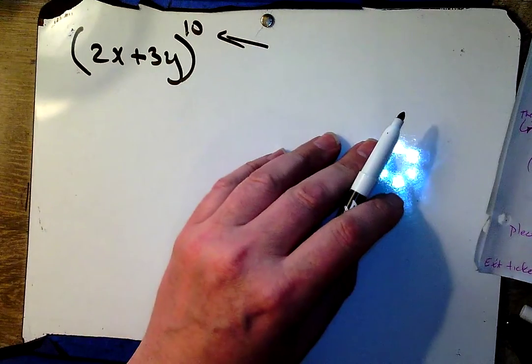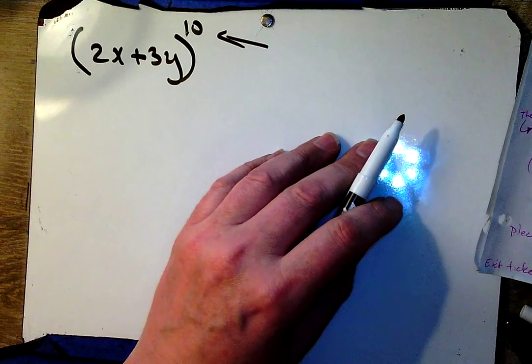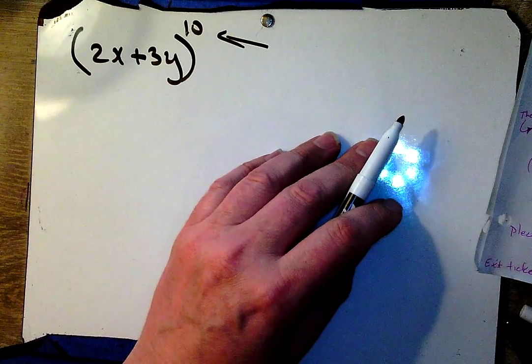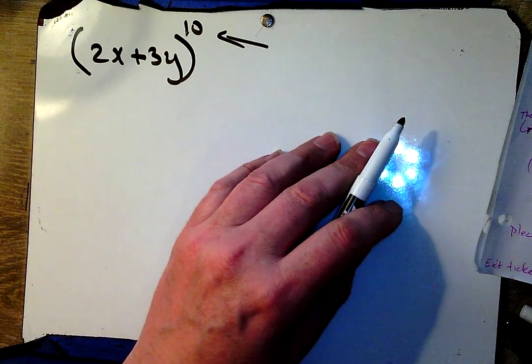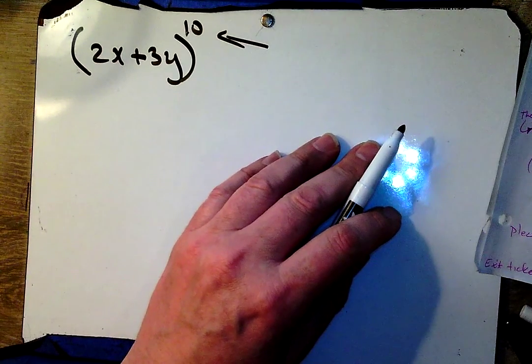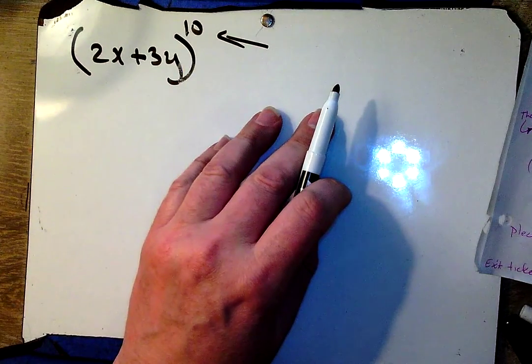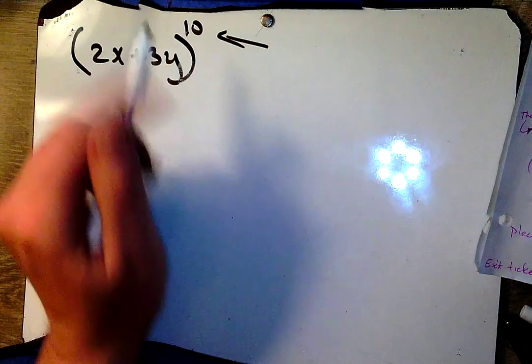No, Mr. Kukla, I don't want to write out Pascal's triangle to the 10th row. Oh my gosh, that's going to take so long. It is going to take long. And if this is bigger than 10, it's going to take a lot longer. It could even be 20.